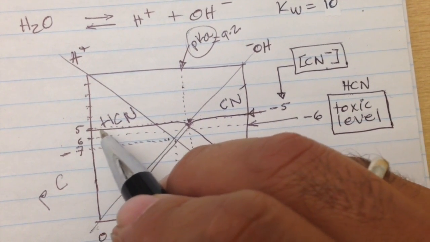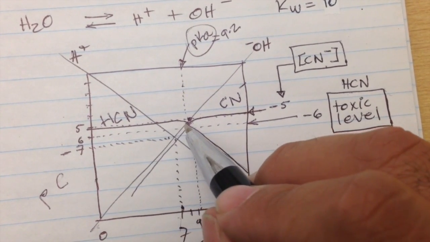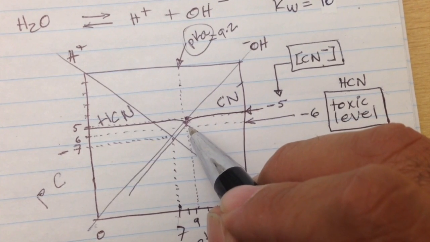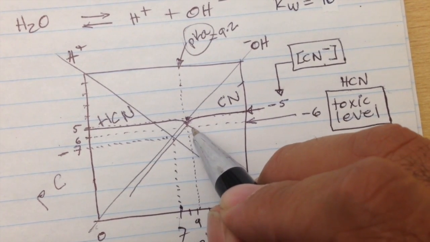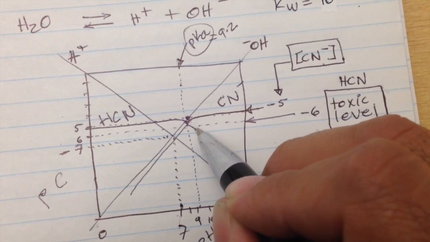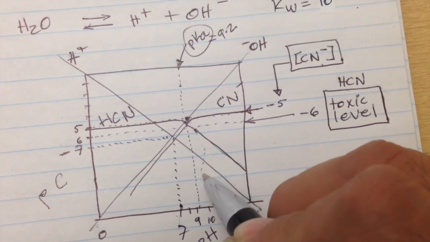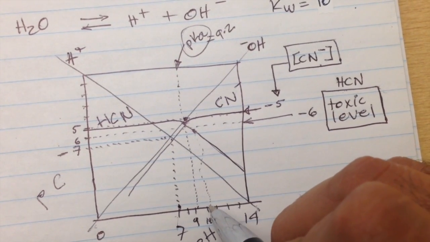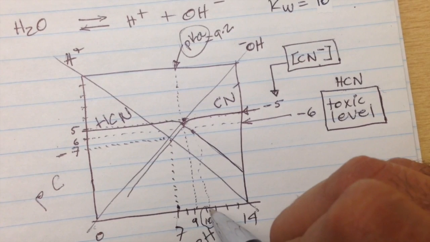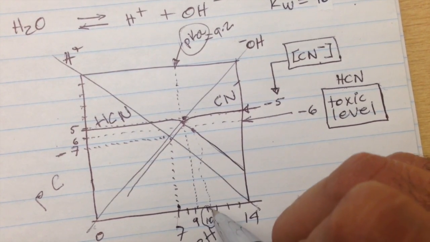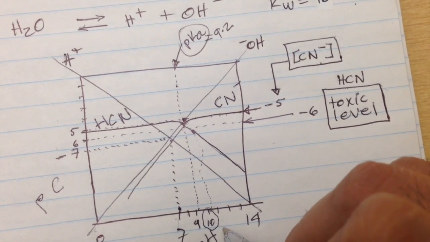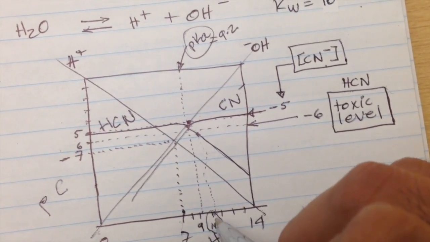So at this concentration, we're going to find out that the hydrogen cyanide will reach this point, which is somehow about 10 something. 10.2 is the right answer, and we got 10. That's pretty close.